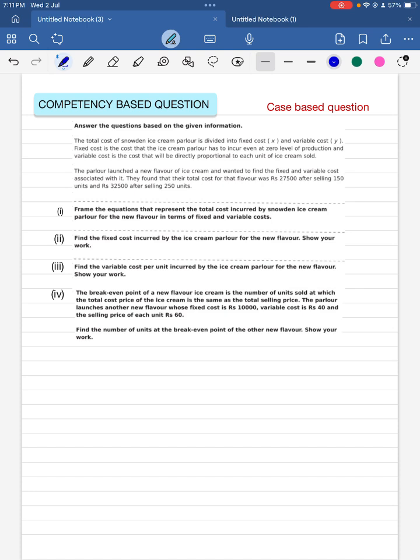Now here we can assume that the fixed cost is equal to X. Let the fixed cost be equal to X and the variable cost be equal to Y. Okay, now here they've mentioned that the cost of the flavor is rupees 27,500 after selling 150 units. So anyway, they will incur the fixed cost plus Y rupees for each unit of ice cream sold. So that is 150 units were sold. So X plus 150Y is equal to 27,500. So that's my first linear equation.